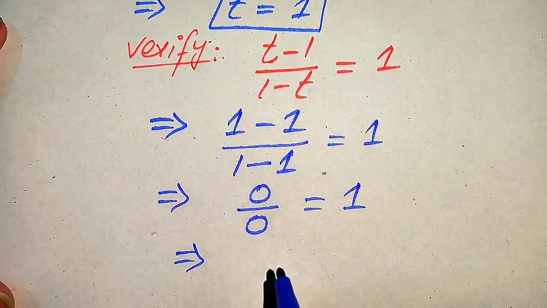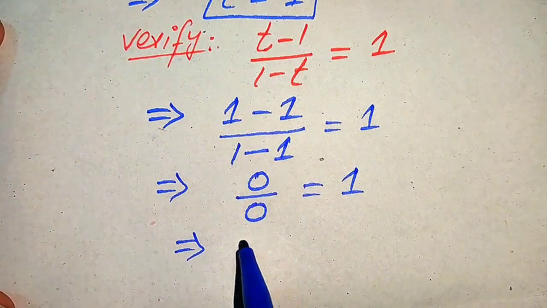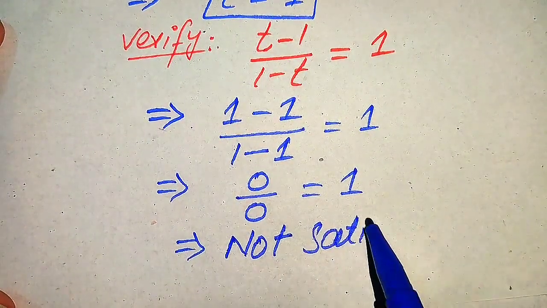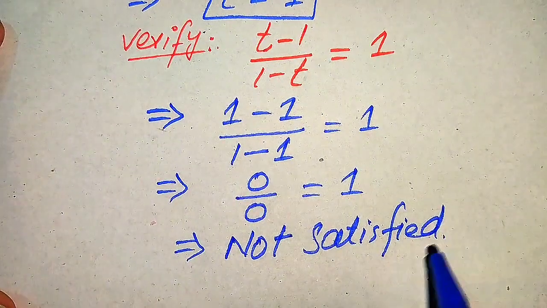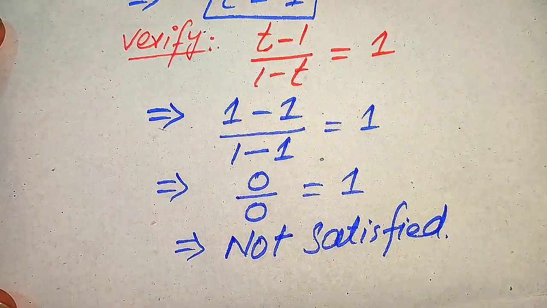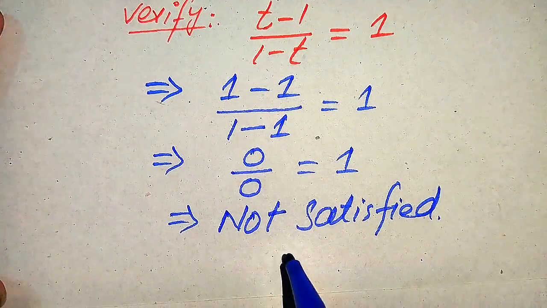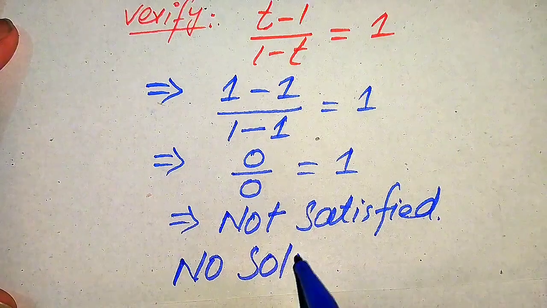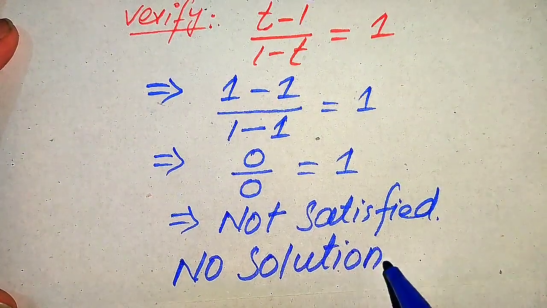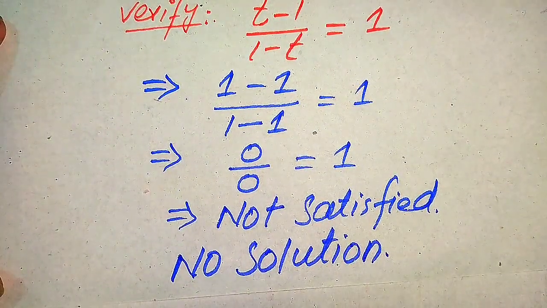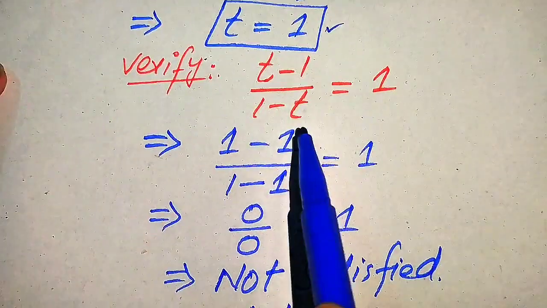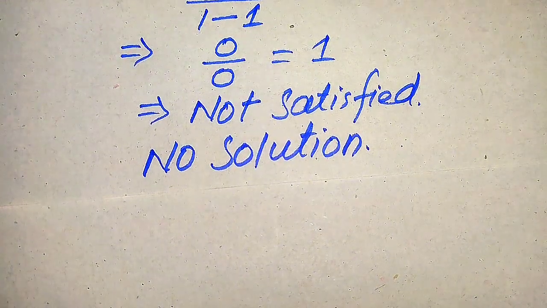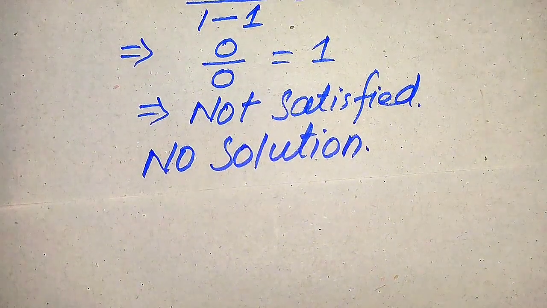For t is equal to 1, this means that our value of t is equal to 1 does not satisfy our given equation. So here we finally conclude in method number 1 that our given equation has no solution. Okay, so you see here from the first method we clearly see that our given equation has no solution because the value of t does not satisfy our given equation. And now in the next step we move forward towards the second method.